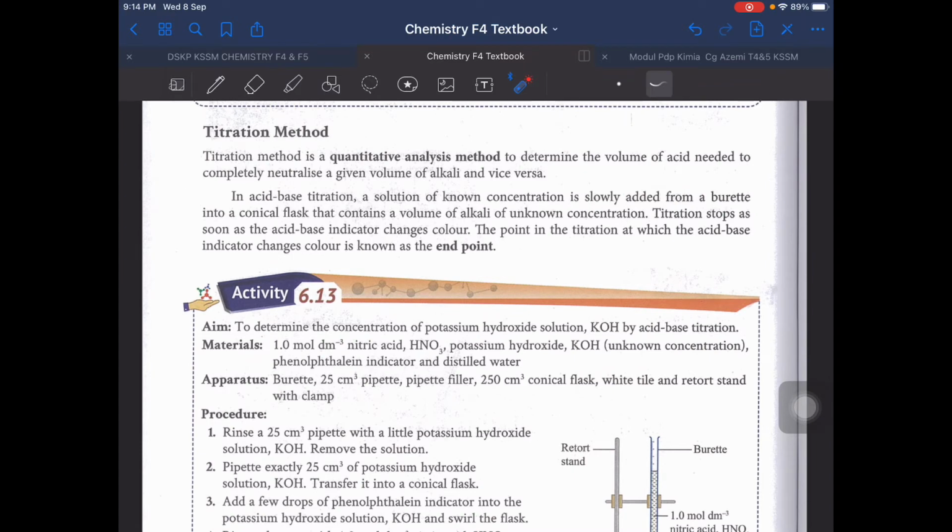So let us look in detail apakah maksud titration method. Titration method is a quantitative analysis method to determine the volume of acid needed to completely neutralize a given volume of alkali and vice versa. Ini adalah satu kaedah analisis kuantitatif untuk menentukan volume of acid ataupun isi padu asid yang diperlukan untuk meneutralkan satu alkali yang diketahui dia punya volume ataupun vice versa, sebaliknya.